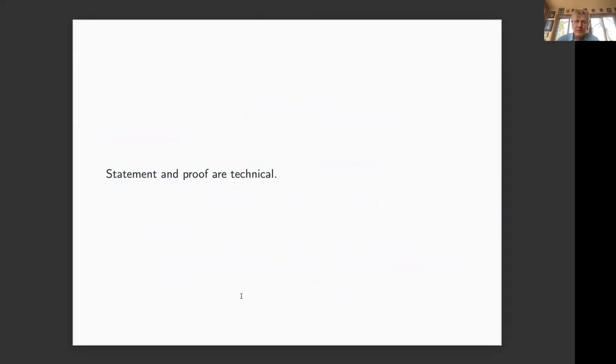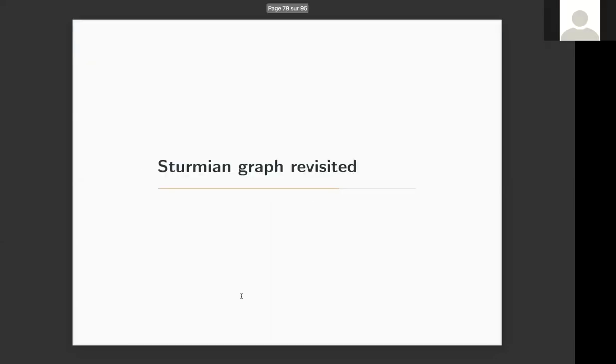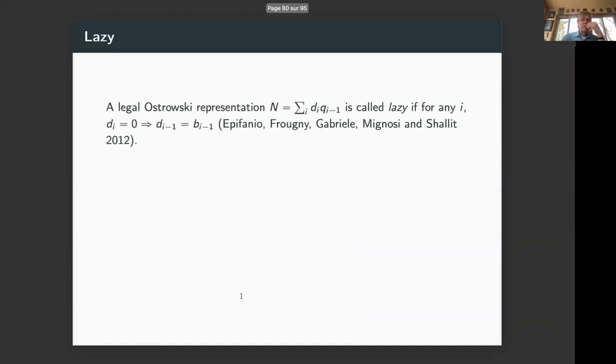The statement and the proof are technical, and I don't want to insist on this because it's too technical. Let me give another topic. We revisit the Sturmian graph. Now, I promise to give the definition of lazy.